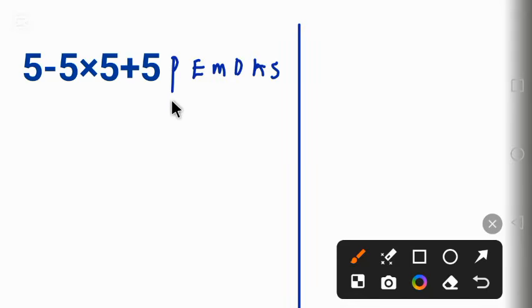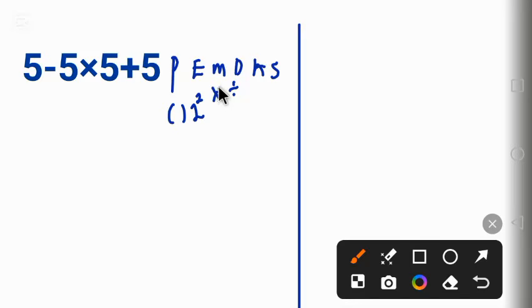Using PEMDAS, P here stands for parenthesis, is the first order and is not in the question. E stands for exponent, something like 2 raised to power 2, is not here. We move on. Next is multiplication and division.